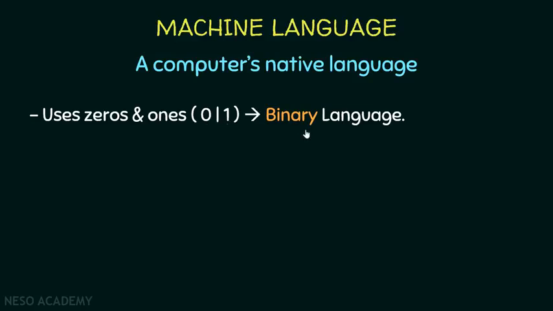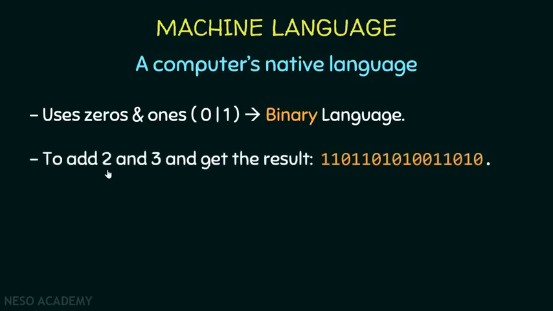So for example, if we want to add two numbers, 2 and 3, and get the result, we would write something like this. This is an instruction written using the machine language. It is a group of ones and zeros, as you can see. And this is only one instruction just to get the sum of 2 and 3 and get the answer, which is 5. So as you can see, this is very hard to use.